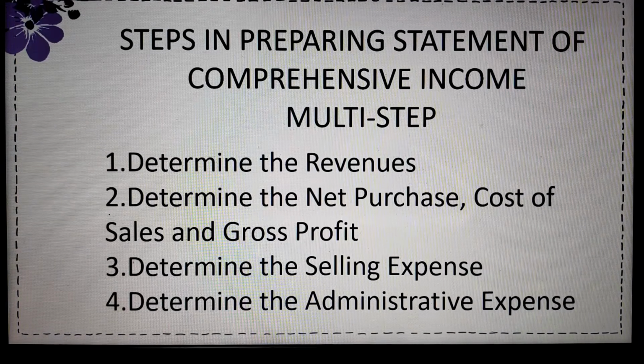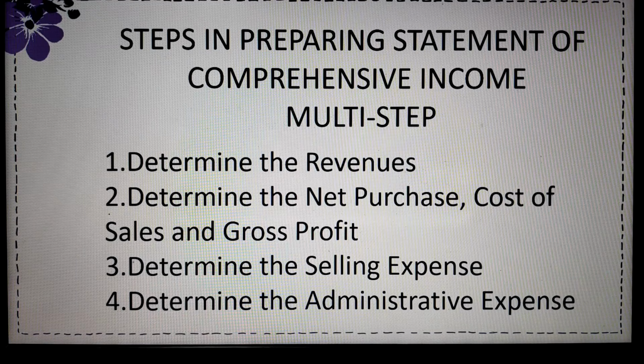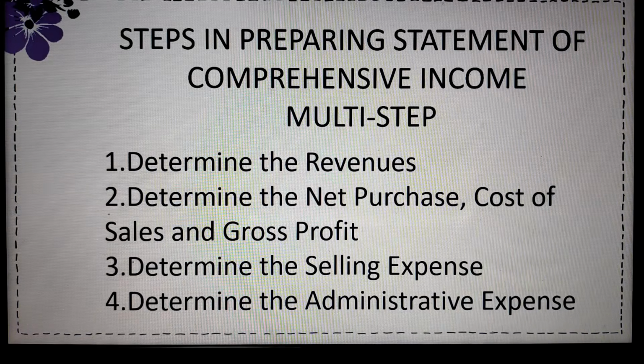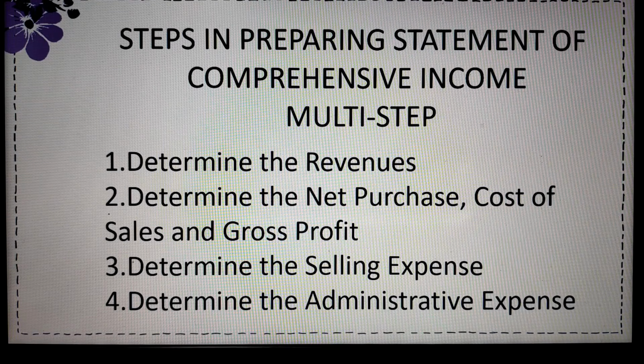Okay. So, we will proceed to preparing the statement of comprehensive income multi-step. These are the steps. I forgot to write the very first and very important step, which is the heading or the title of your statement. Next, determine the revenues. Next, determine the net purchases. Next, determine the cost of sales and gross profit. And then, determine the selling expense and the administrative expense. So those are the steps in preparing the statement of comprehensive income.